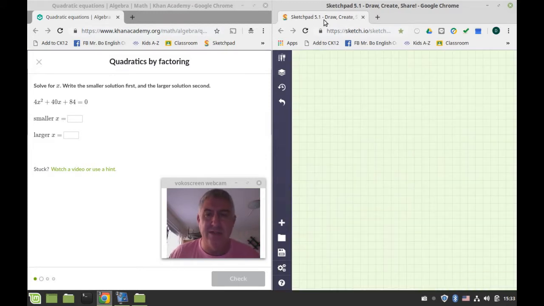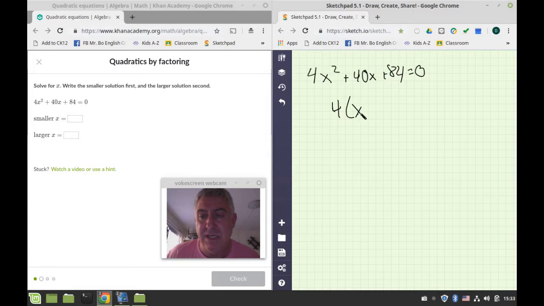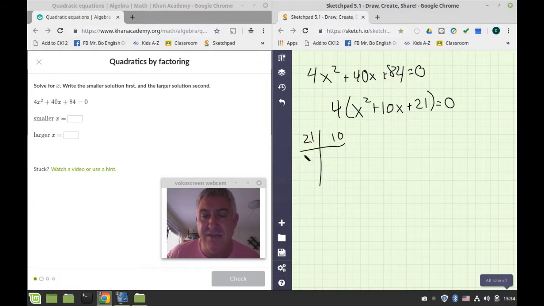We got 4 problems. Okay, so our next one is 4x squared plus 40x plus 84 equals 0. Again, I've got that 4 here, so I've got 4 times x squared plus 10x plus 21 equals 0. And so I need factors of 21 that add together to be 10. Let's see, I've got 1 and 21, and I've got 3 and 7. 3 and 7 add up to be 10, so those are my factors.